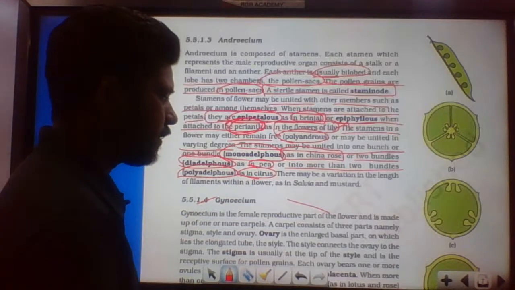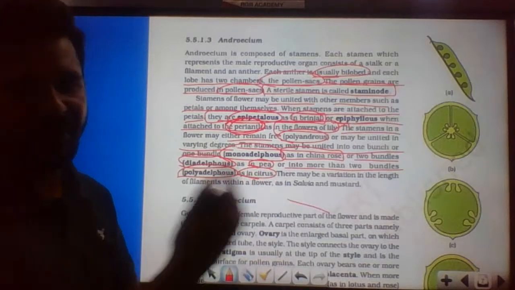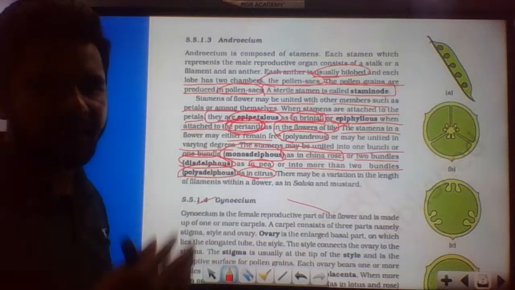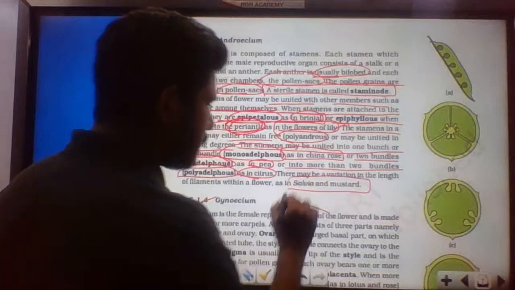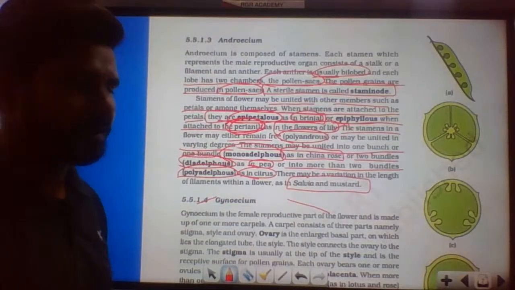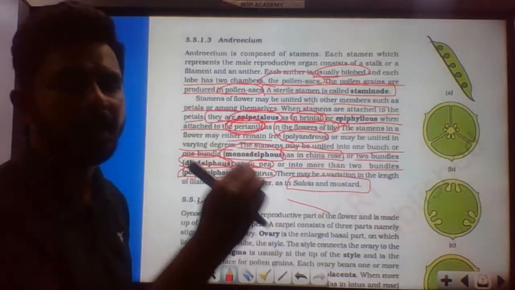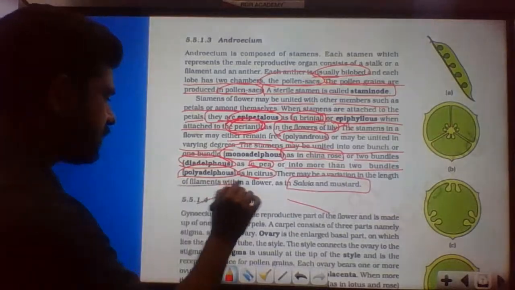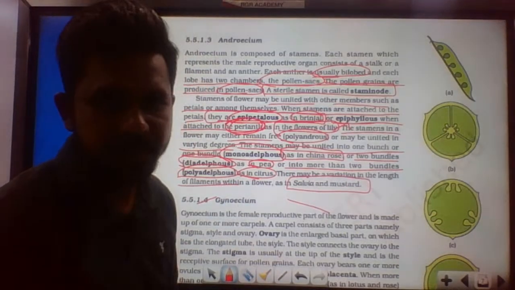Sometimes the length of these stamens varies. It is not the same; in some plants the length of the stamens can differ in degrees. The examples are salvia and mustard. In salvia and mustard plants, the lengths of the stamens are not equal. They may be of different lengths. So there may be a variation in the length of filaments within the flower, as seen in salvia and mustard.